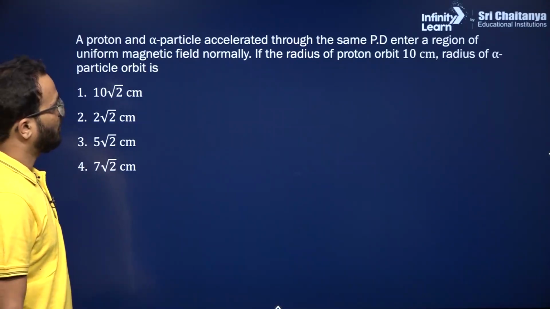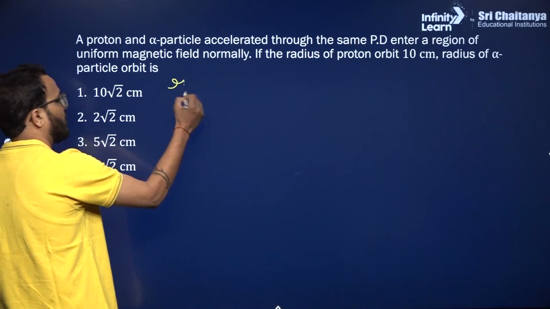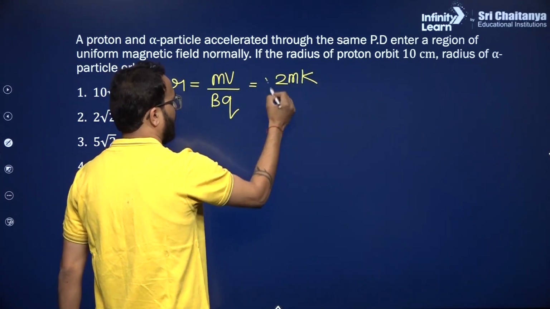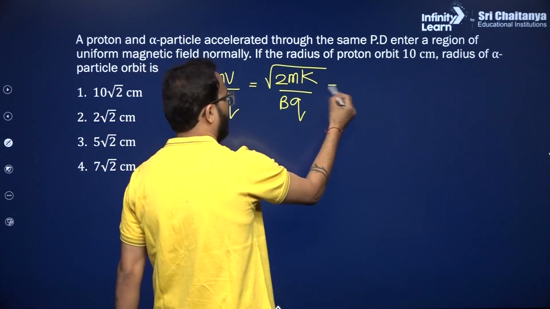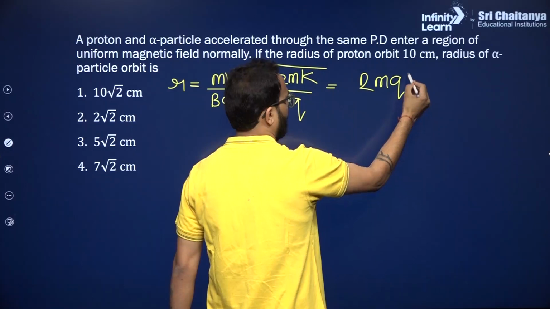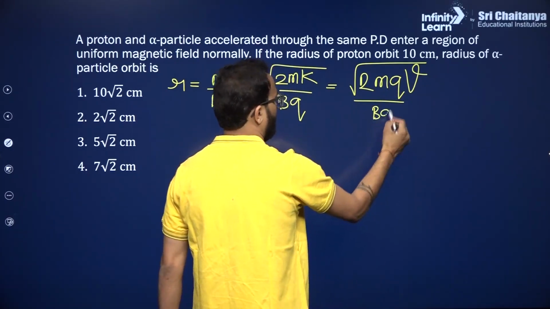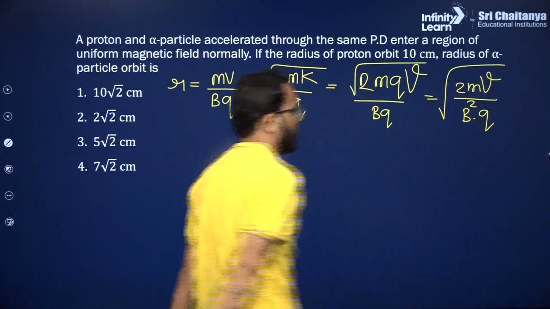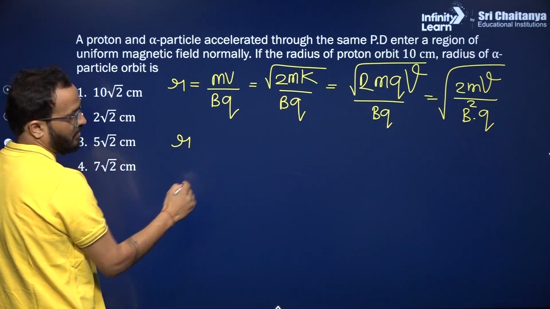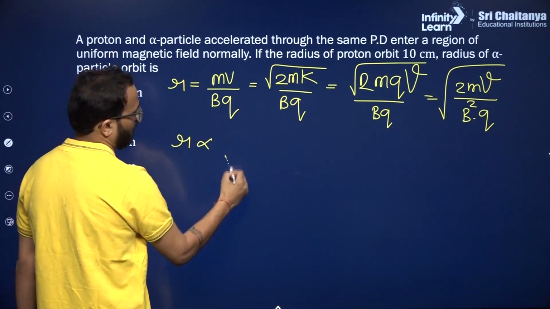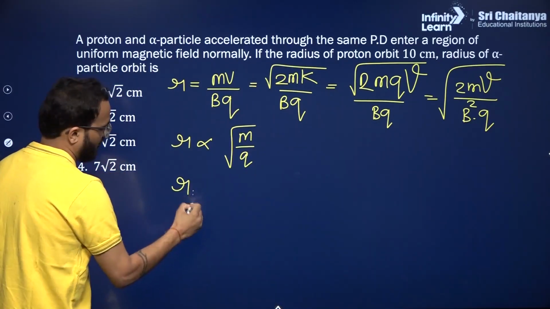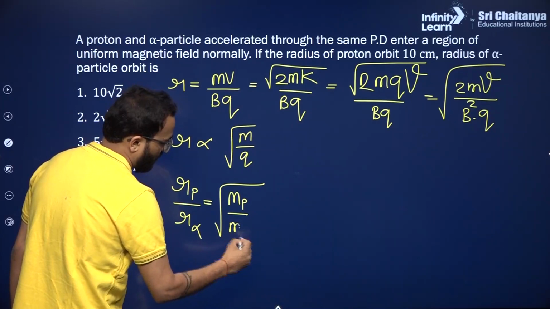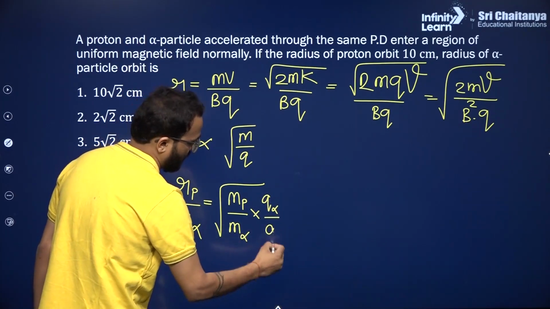Now, proton and alpha particle accelerated through the same potential difference. Okay, what is the formula for radius? It is mv by Bq, right? mv is what? Root over 2mK by Bq, and what is K? K is charge into potential difference. So it will be root of 2m into potential difference upon B square into q. Okay. So technically I can say radius is directly proportional to root over mass by charge. So we will say radius of proton upon radius of alpha particle will be equal to under root of mass of proton upon mass of alpha particle into charge of alpha particle upon charge of proton.